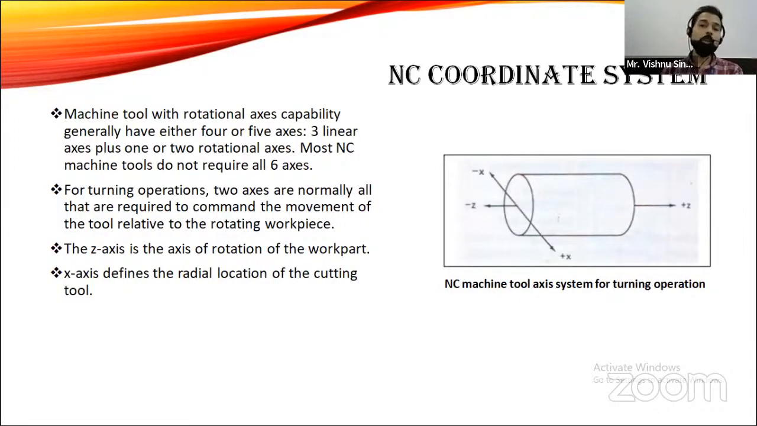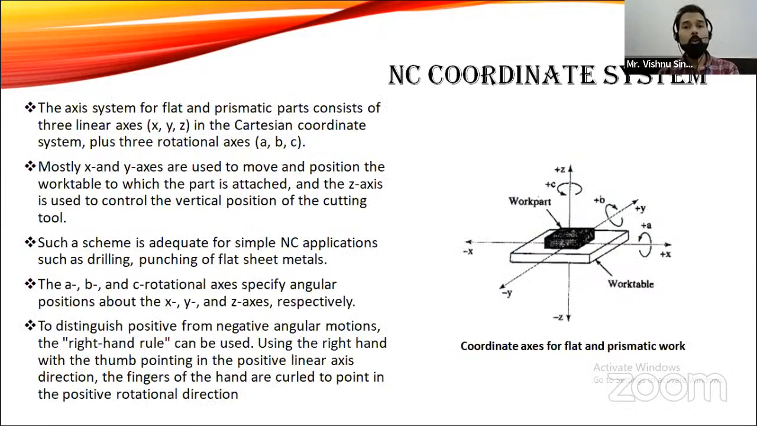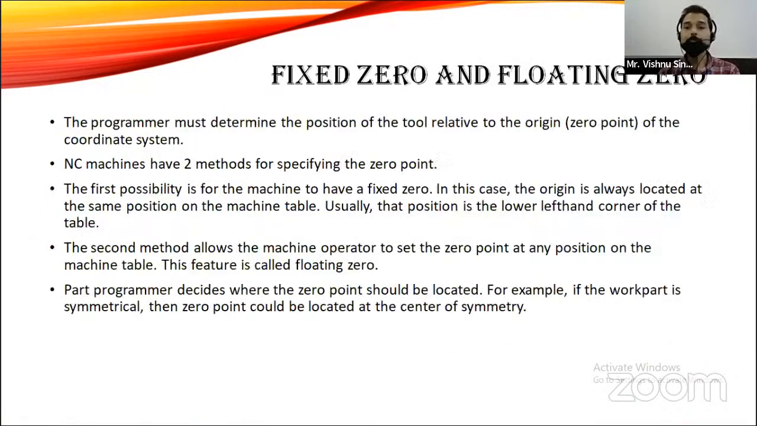So these are basically the two types of coordinate systems that are used in an NC, or you can also say CNC, system. Then the next topic that comes is what is fixed zero and floating zero. Basically, both these terms, fixed zero and floating zero, are related to the origin.